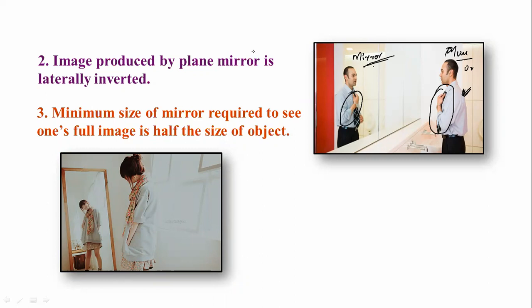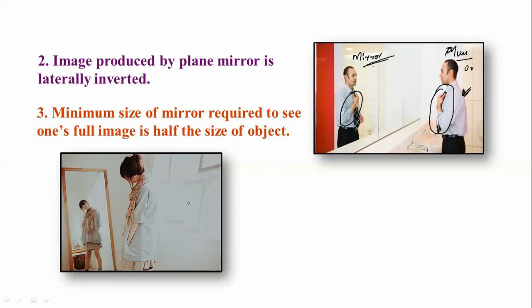Now, if I want to see the full image of this girl, that means you can look at her standing in front of the mirror. To see the full image of this girl, the size of the mirror should be at least half of her height. So the mirror will be literally near to the size of this curve. This is one condition that you all know.